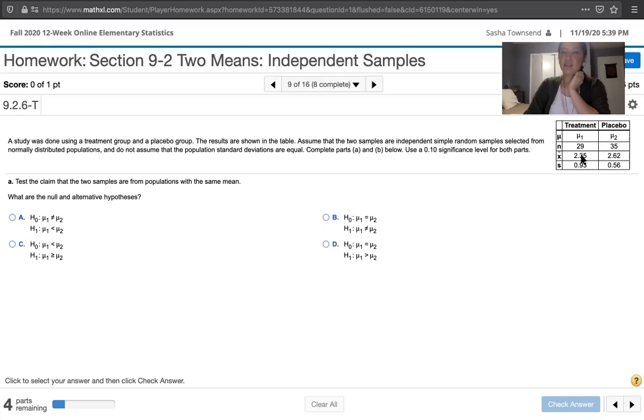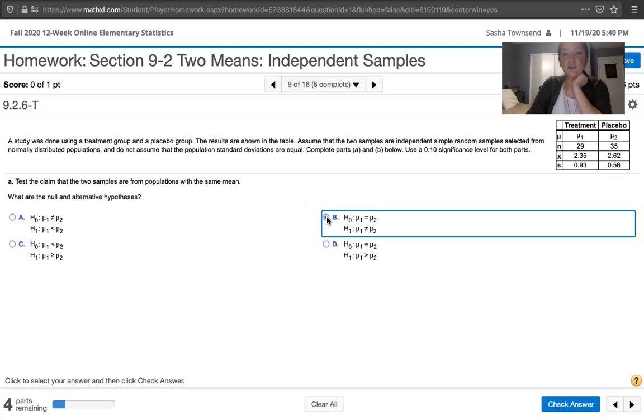We've got sample sizes, sample means and sample standard deviations for both samples. In part A, it asks us to test the claim that the two samples are from populations with the same mean. First, it asks for the null and alternative hypotheses. If the claim is that the populations have the same mean, then the claim is the same as the null hypothesis. So mu sub 1 is equal to mu sub 2. And if that's not true, mu sub 1 would not be equal to mu sub 2. So that would be our alternative hypothesis.